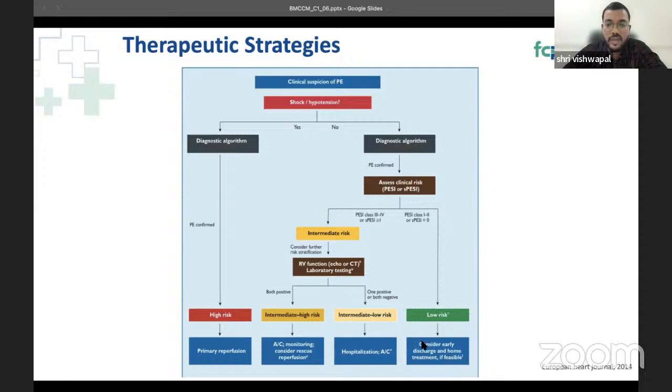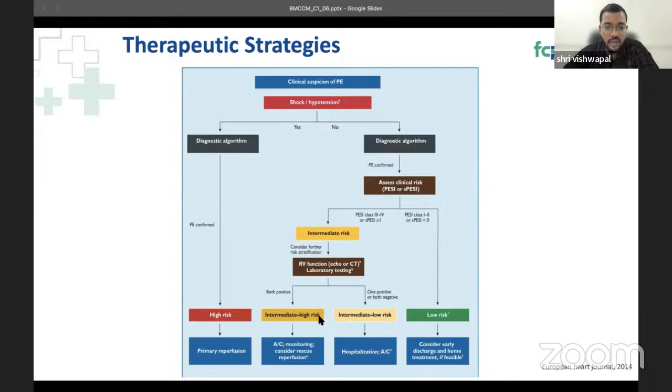If he is low risk, we'll start on oral anticoagulant. Sorry, initially with parenteral anticoagulant and discharge with an oral anticoagulant. If the patient is at intermediate risk, based on laboratory testing and the RV function, we'll tell whether the patient is at intermediate high risk or intermediate low risk.